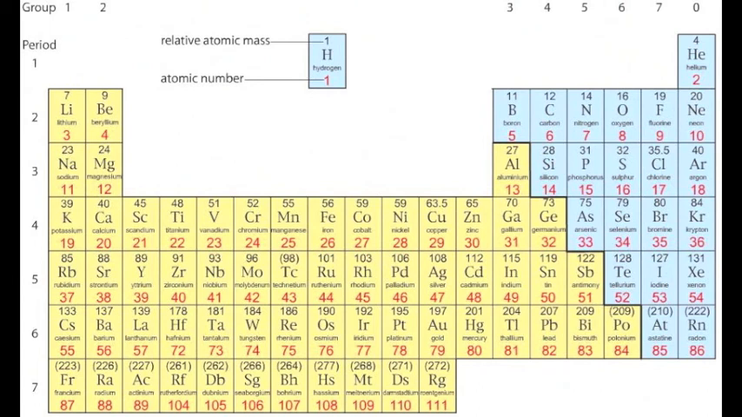When atoms of different elements combine to form compounds, new chemical bonds form. For example, when sodium chloride forms, electrons are transferred from sodium atoms to chlorine atoms, forming sodium plus ions and chlorine minus ions. These oppositely charged ions attract each other strongly. New chemical bonds form, called ionic bonds.